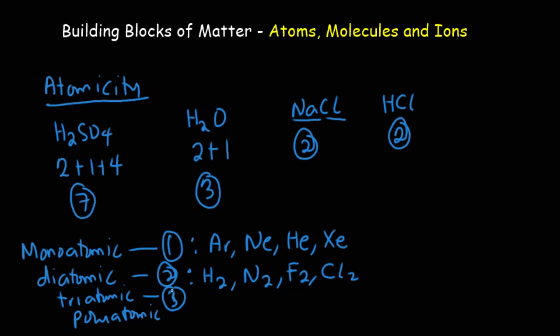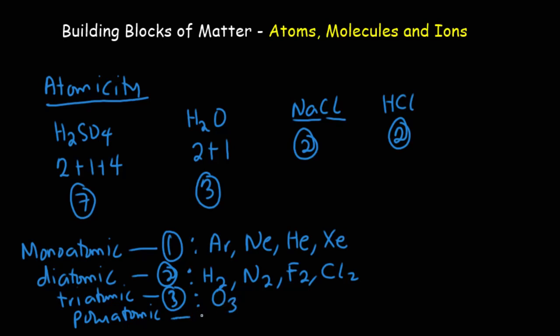Triatomic is a molecule which is made up of 3 atoms, or which has atomicity of 3. And an example is ozone. Ozone is O3. So the atomicity is 3. So ozone is triatomic.